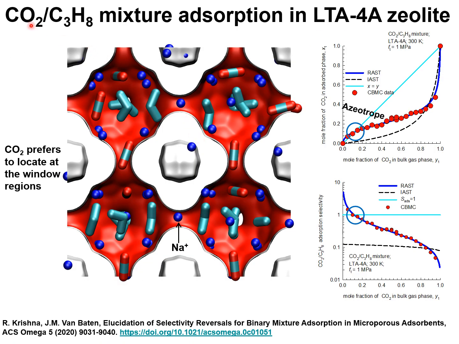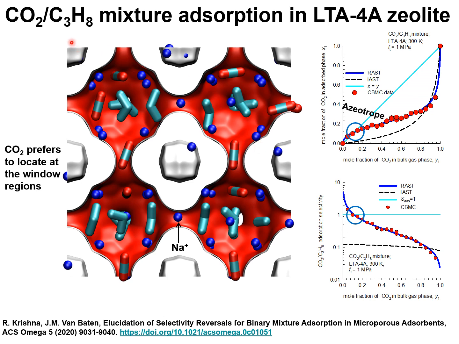Take the example of mixtures of carbon dioxide and propane adsorption in LTA4A zeolite. LTA4A zeolite consists of cages of approximately 11 angstrom in diameter. Each cage is separated from adjacent cages by narrow 4 angstrom windows. The extra framework cations, or sodium cations, are indicated here as blue spheres.